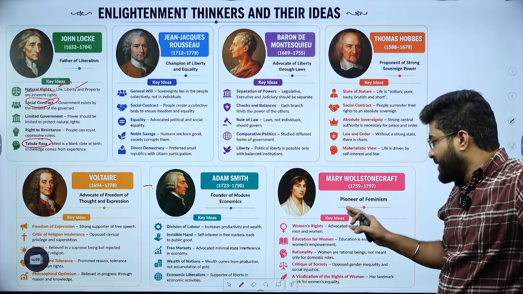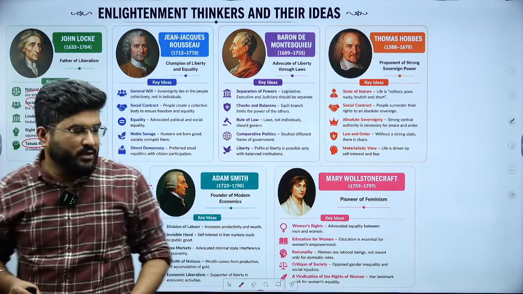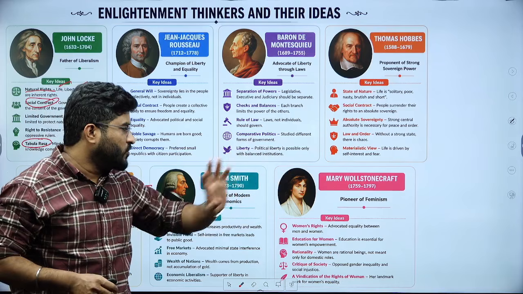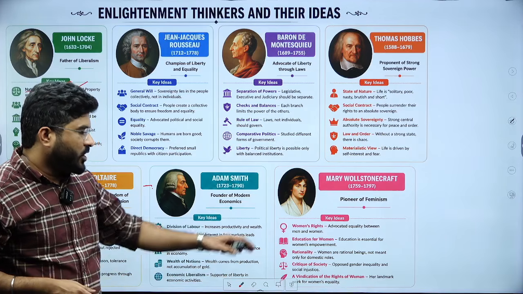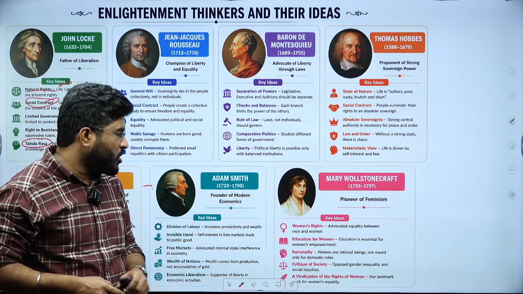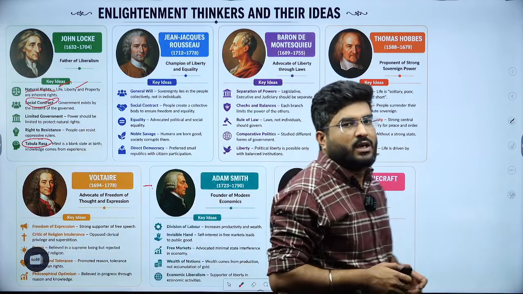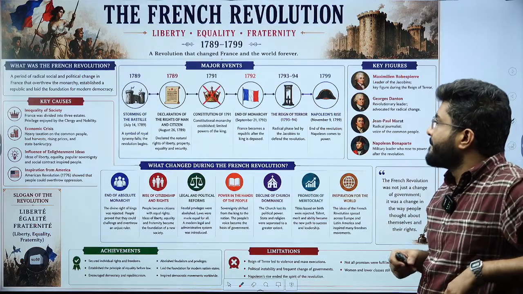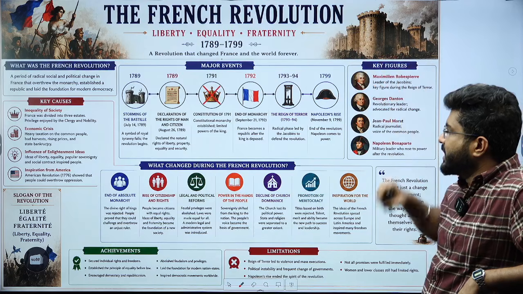That these Enlightenment thinkers, their major focus is only on the male parameter, not on the female parameter. Okay, so she talks about women's rights, where there should be equality between men and women. She also talks about that women are rational beings, not meant only for the domestic roles, which were getting prominent after the Industrial Revolution. Then French Revolution, where we got liberty, equality and fraternity.